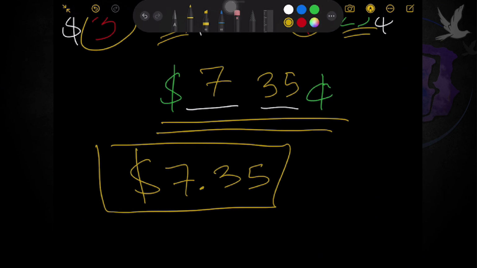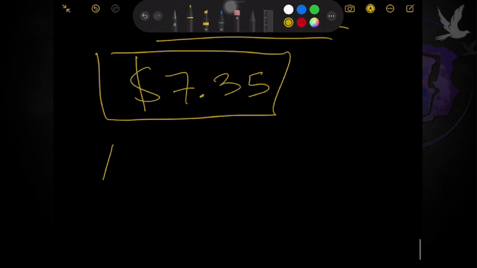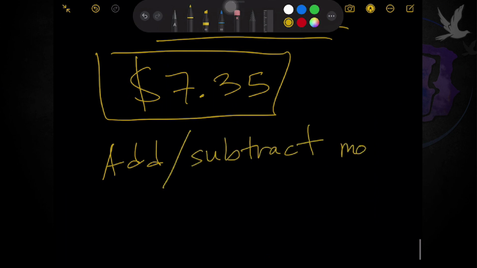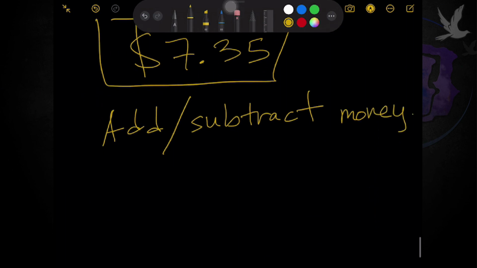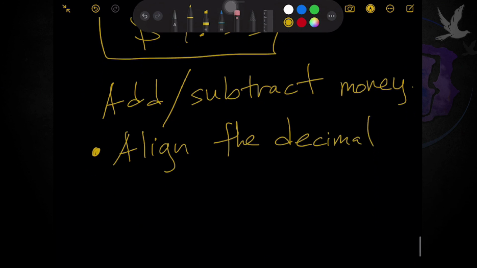So technically, to check this, you can actually just add them. And adding money is actually easy. When you add or subtract money, there's one rule. What's the number one rule? Align the decimal, sorry, points.